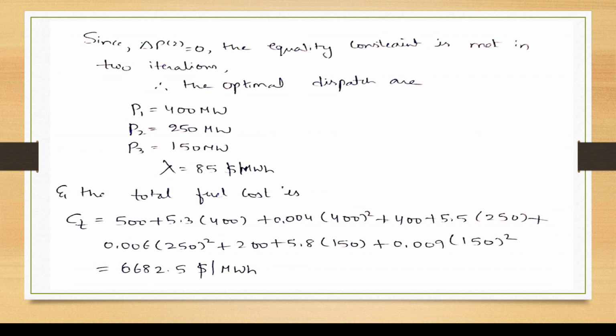Now calculate the total fuel cost CT. CT is equal to summation i equal to 1 to Ng Ci. Calculating the value of CT, that is 500 plus 5.3 into 400 plus 0.004 into 400 squared, and so on for each unit, we get the value of CT as $6682.5 per hour. This is the value of the total fuel cost.